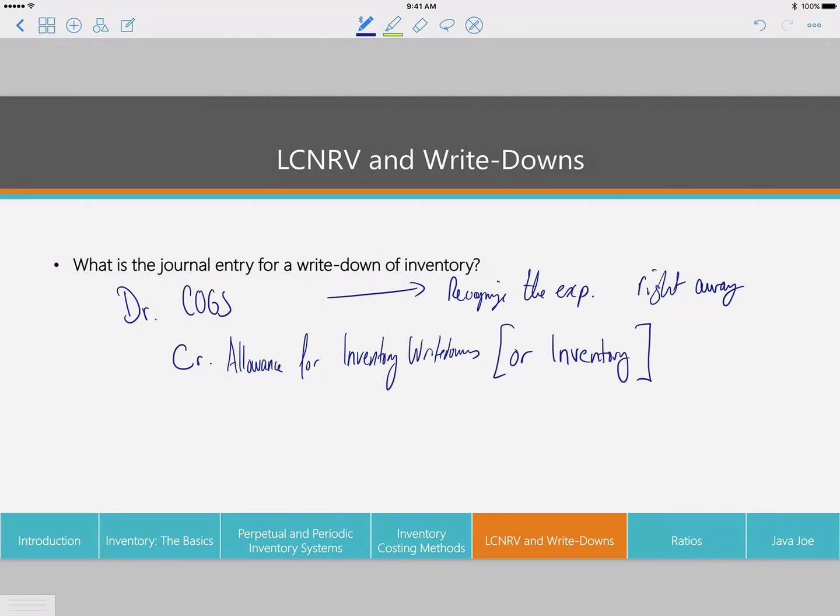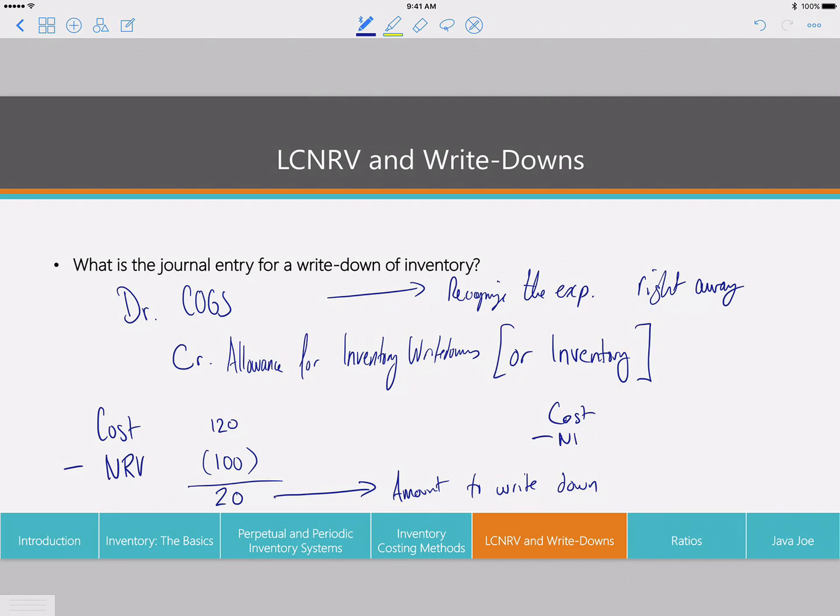They're both acceptable. So how do you get the number? Well, it's just the difference between the two. You take the cost minus your net realizable value, right? So let's just give random numbers. We said before our NRV was going to be 100, and let's say we paid 120 for it. So the difference would be 20, and that is the amount to write down. It's cost minus NRV. That is how you get the number values for this journal entry.